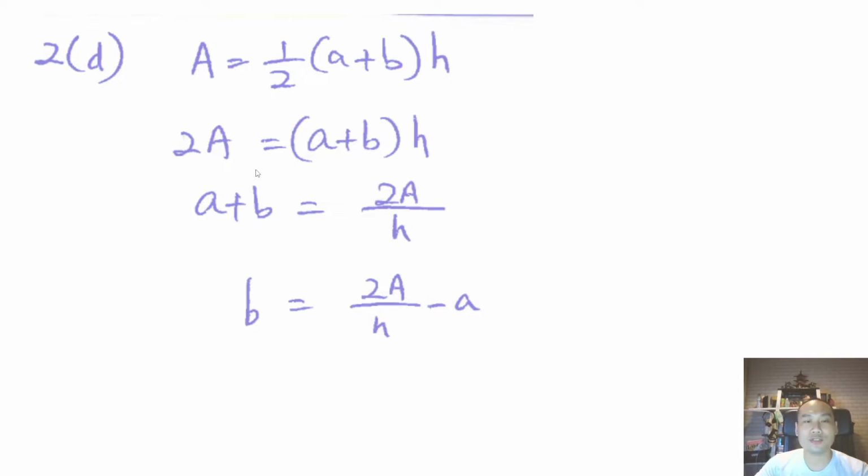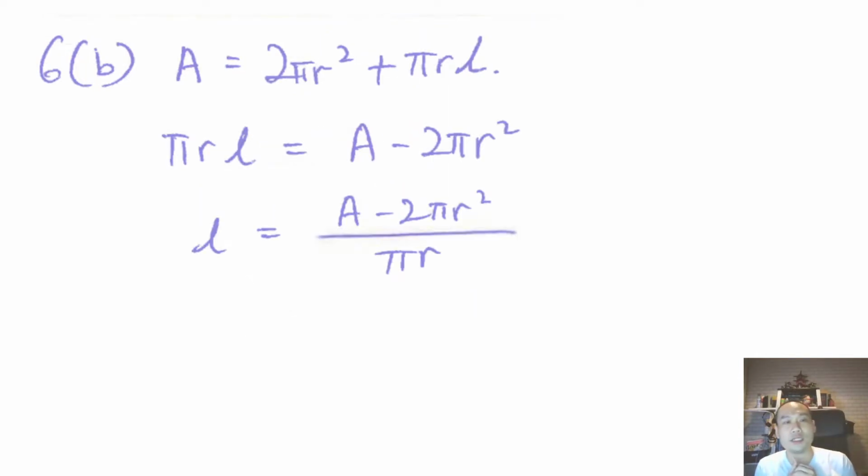And finally, to leave the B on its own on the left side, we just minus A on both sides. So minus A on left hand side, minus A on right hand side. Final solution, B equals 2A over H minus A. Okay. Next question, we have question 6b.